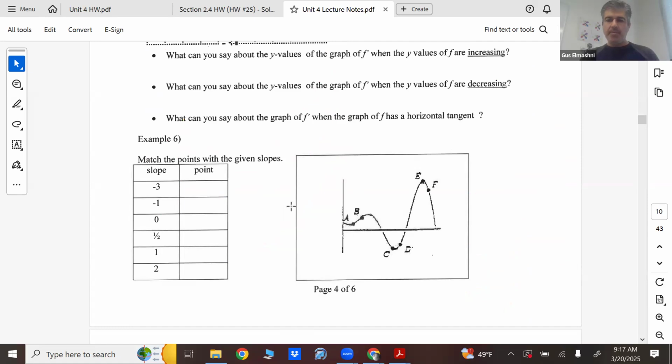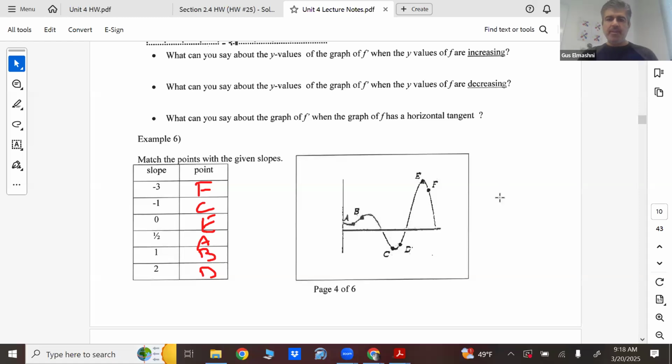So if we look over here, where would we have a slope of -3 on this graph? F for sure, right? Where would a slope of -1 be, would you say? Yeah. Where would slope be 0? Where would slope be half? Yeah. Where would slope be 1? Probably B. And which one looks like the steepest? Probably D. Yeah, I'd agree.